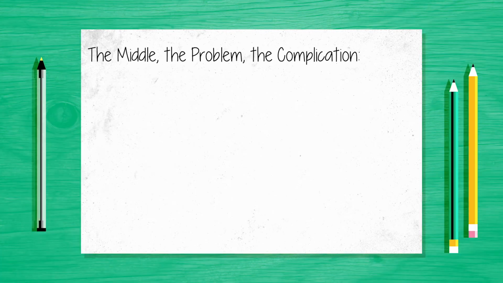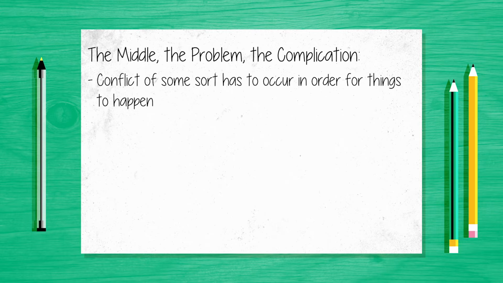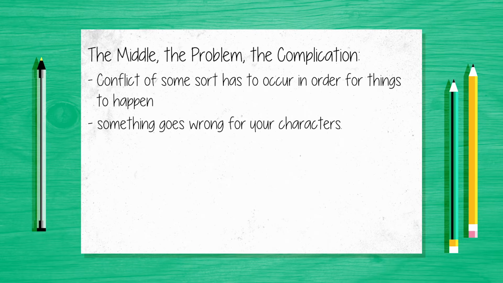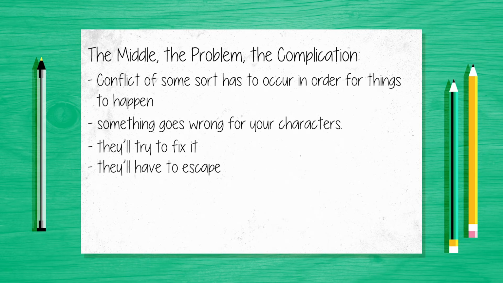The middle, the problem, the complication. Now that everything's set up, something tends to go wrong. Conflict of some sort has to occur in order for things to happen. So it's probably best if something goes wrong for your characters. Maybe then they'll try to fix it. Maybe they'll have to escape and run away from the problem. Whatever it is, your problem should aim to change the first situation of your story in some important way.